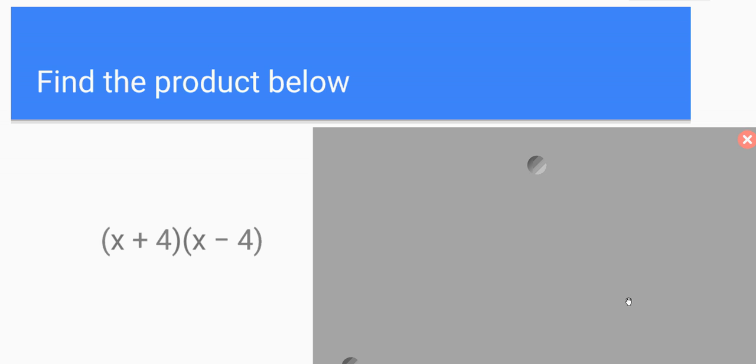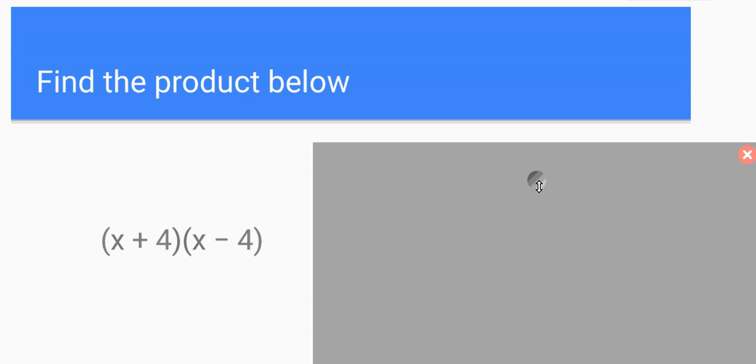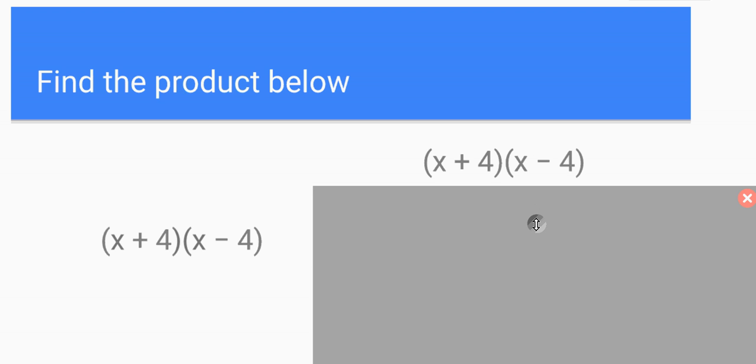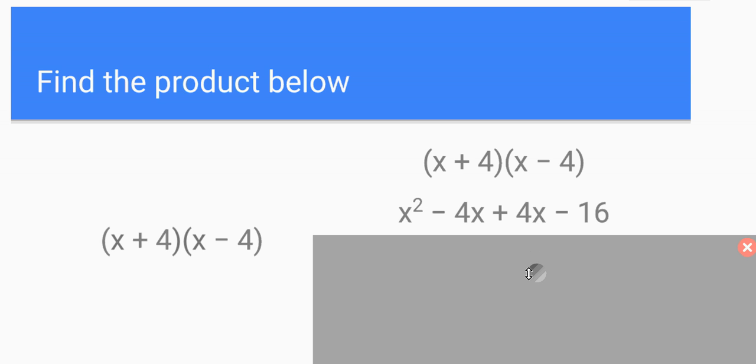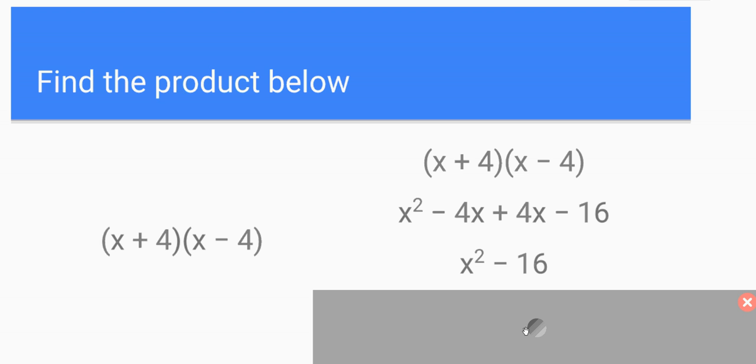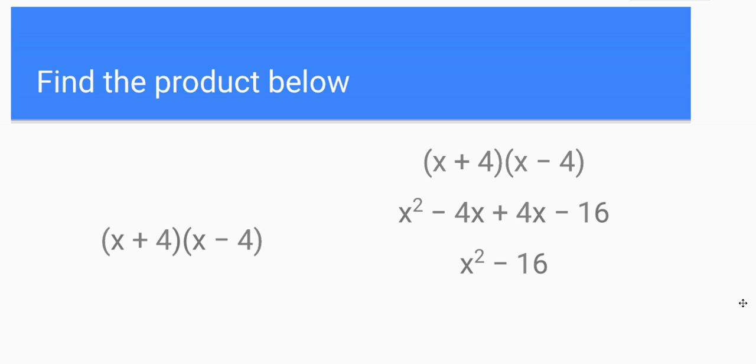As you could probably guess by how I phrased that question, it's not always going to be the case, because if we say x plus 4 times x minus 4, whether we use the table method or the double distributive or FOIL or whatever we want to call it, what we get is x squared minus 4x plus 4x minus 16. And that minus 4x and positive 4x offset each other, and we get x squared minus 16. So in this case, we multiplied two binomials and got another binomial, which isn't always the case, but it is in this one.